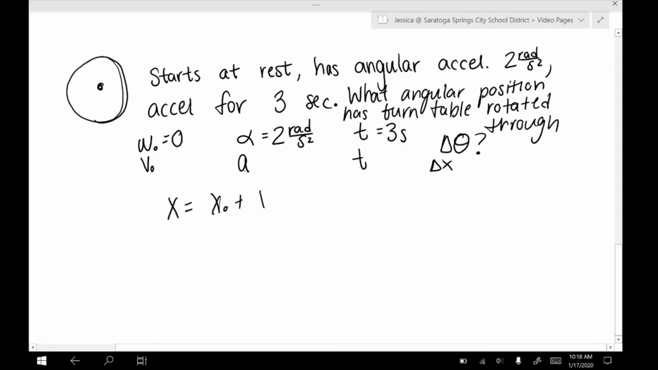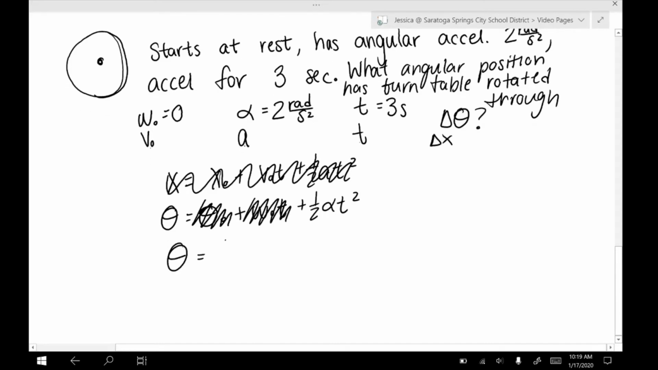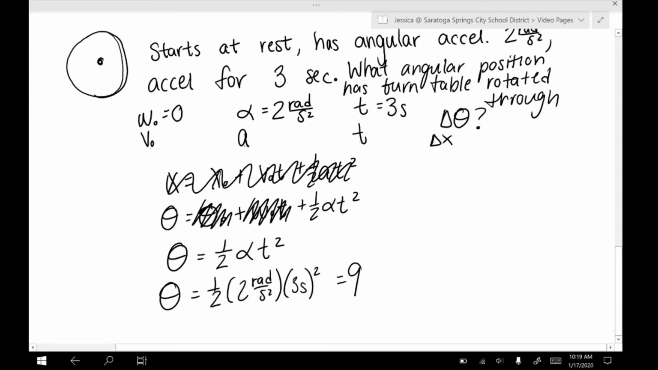x equals x0 plus v0 t plus 1/2 a t squared, which rewritten for rotational variables is theta equals theta 0 plus omega 0 t plus 1/2 alpha t squared. I can assume my initial angular position is 0. Because I start at rest, my initial angular velocity is 0. So my final angular position is 1/2 angular acceleration times time squared. So I'm looking for theta: 1/2 times 2 radians a second squared times 3 seconds squared. And that gives me 9 radians as an angular displacement.